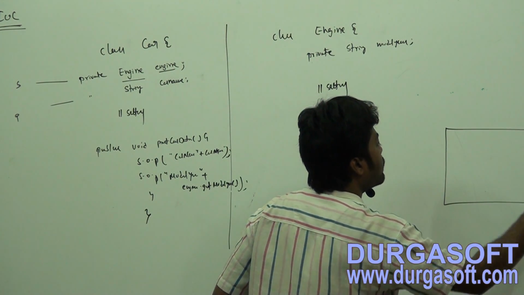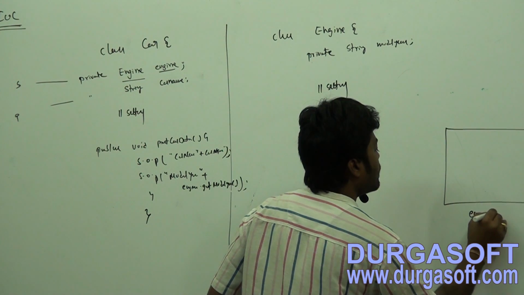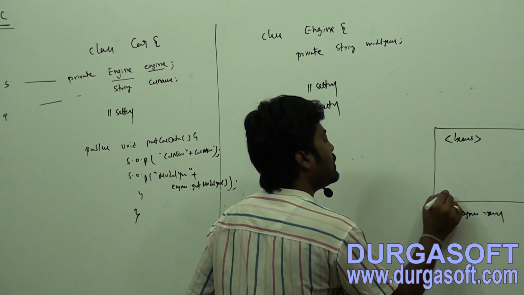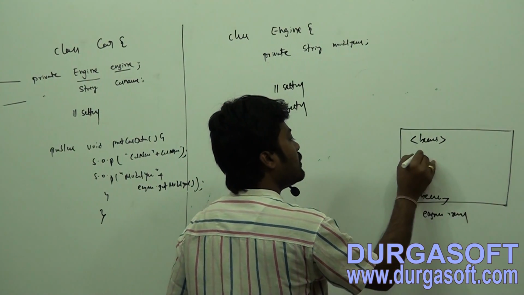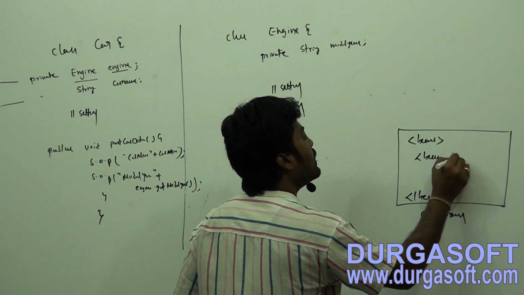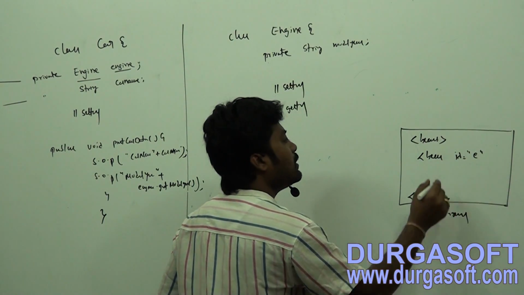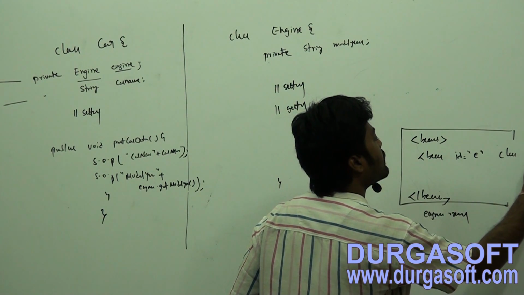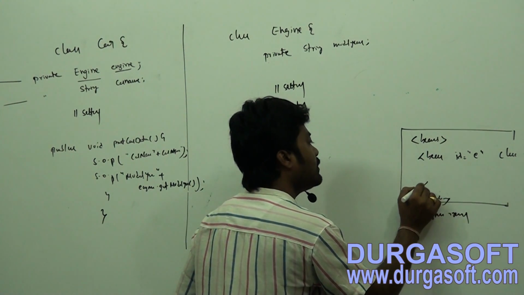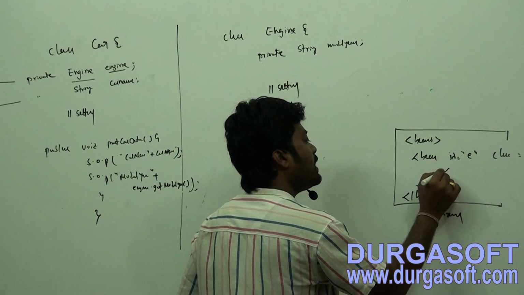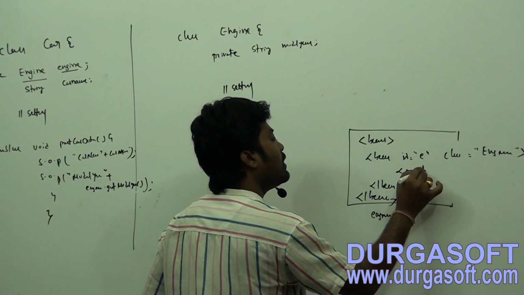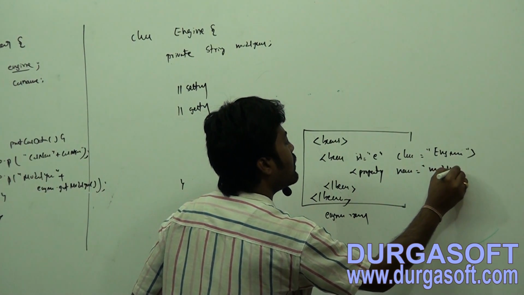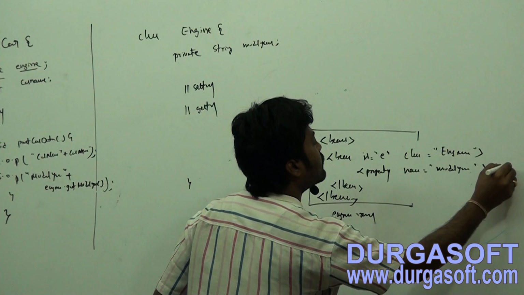Create two XML files, one engine XML file, engine.xml, with beans. Create a bean ID engine and the bean class name Engine class. So into this Engine class we just have to pass one single property. That property is a primitive type property, model year. We can pass the value.